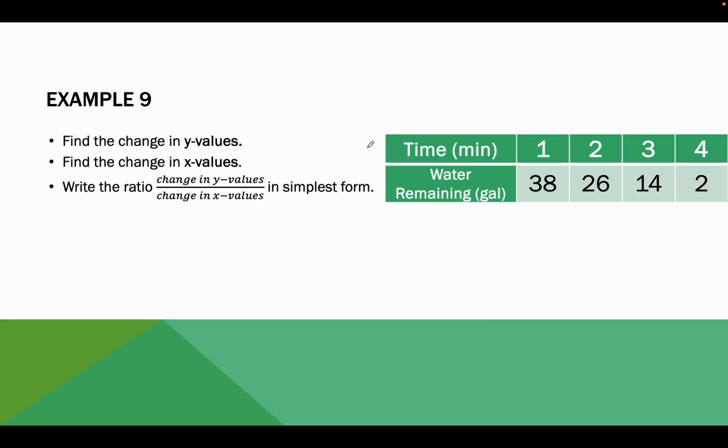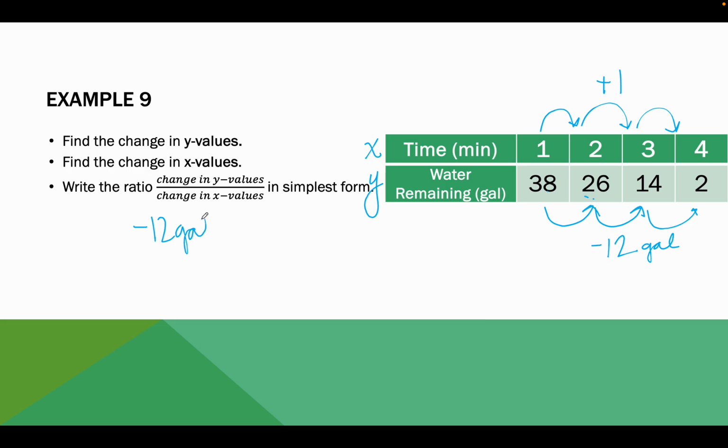And for our final example, we want to recall that x is the value row on top, where y is the row on the bottom. So when we calculate our change, we want to do the y's first. So from 38 down to 26, 26 down to 14, 14 down to 2, this is going down by 12 gallons as the time is increasing by 1 minute. So this is negative 12 gallons, that's our y change, per minute. Let's say that's the draining of the bathtub, is how fast the bathtub drains.